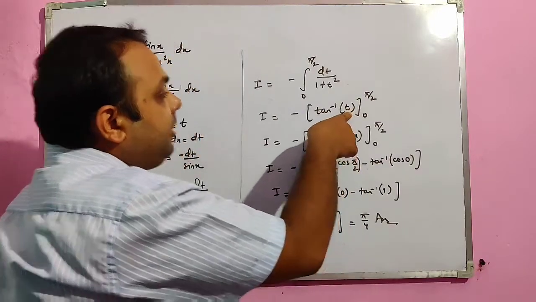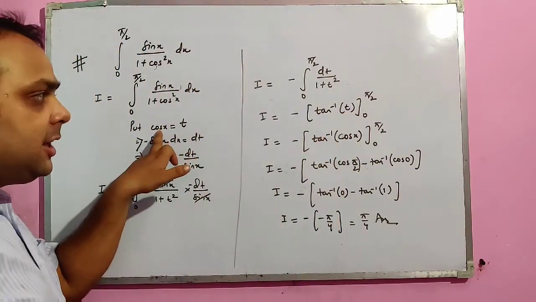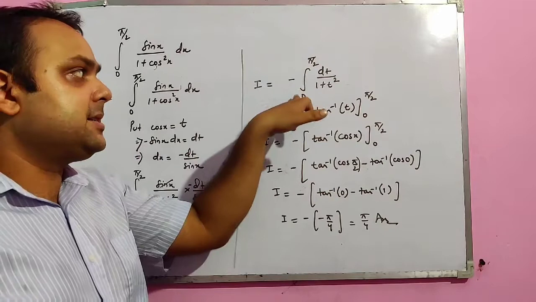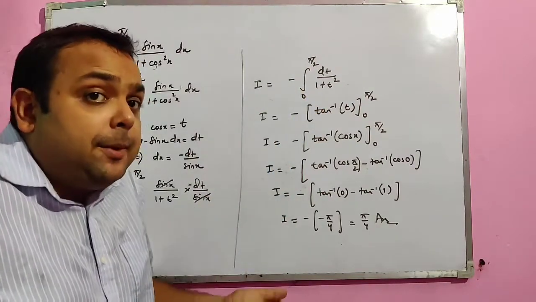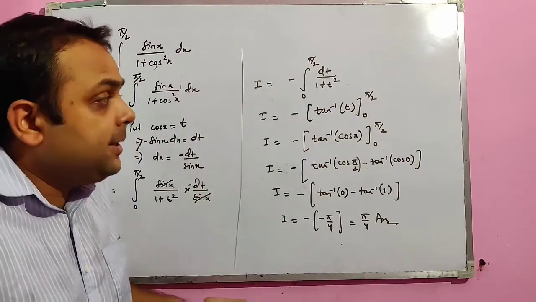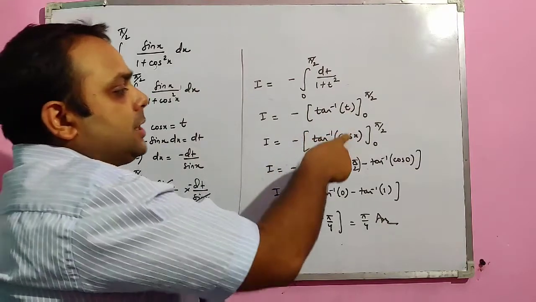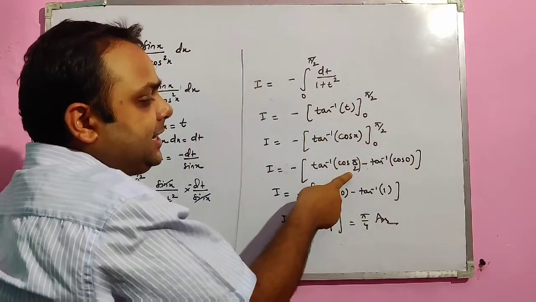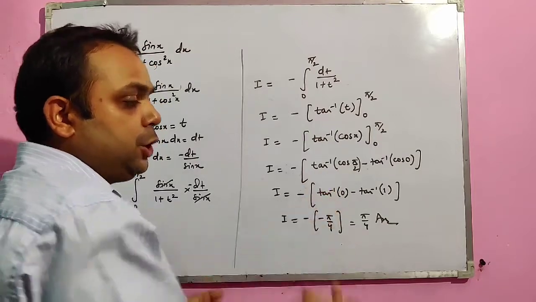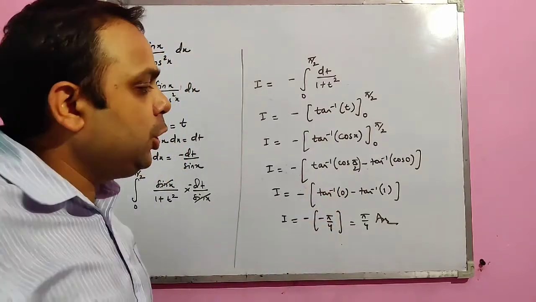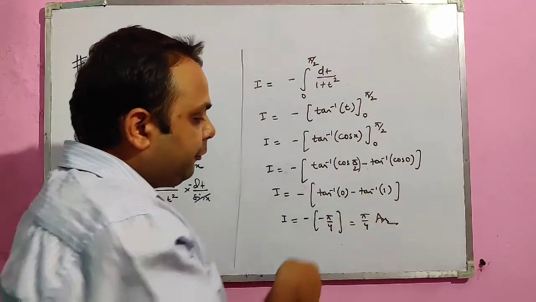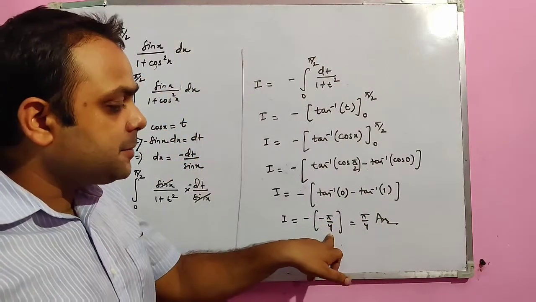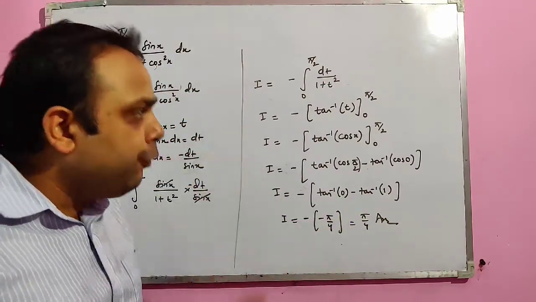Now we have to put the value of t again as cos x if we are not changing the limits. Or we can change the limits according to the value of t. Now t is cos x, substituting pi by 2 and substituting 0. Cos 90 is 0, so tan inverse of 0 is 0 because the value of tan 0 is 0. Tan inverse of 1 is pi by 4, so this minus and minus becomes plus. The answer is pi by 4.